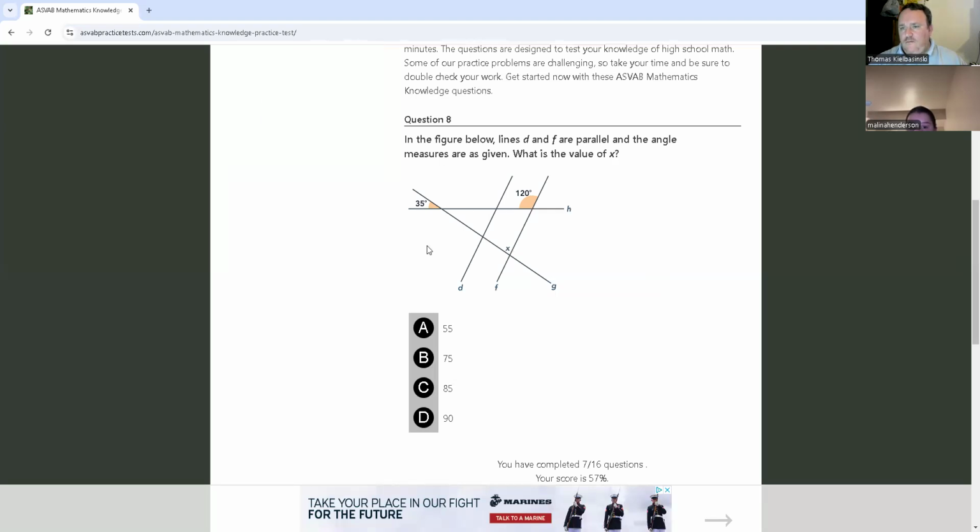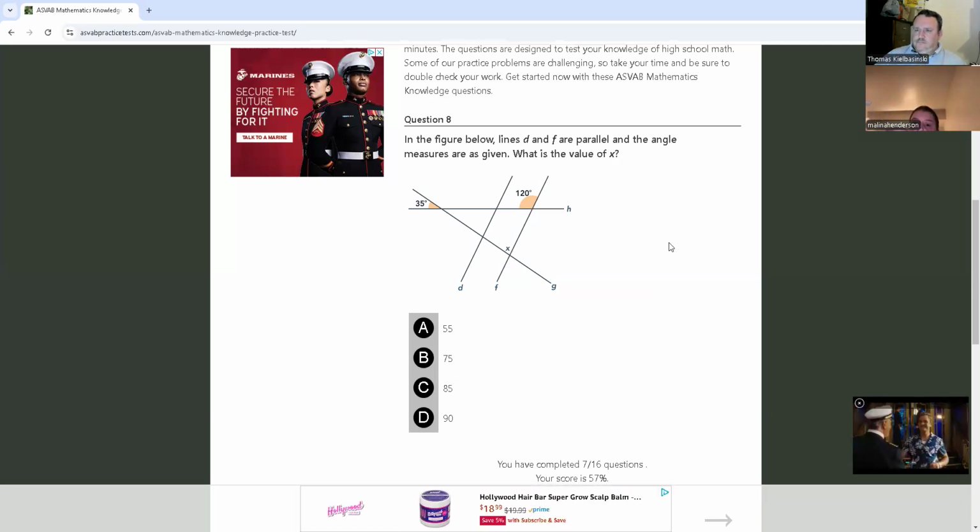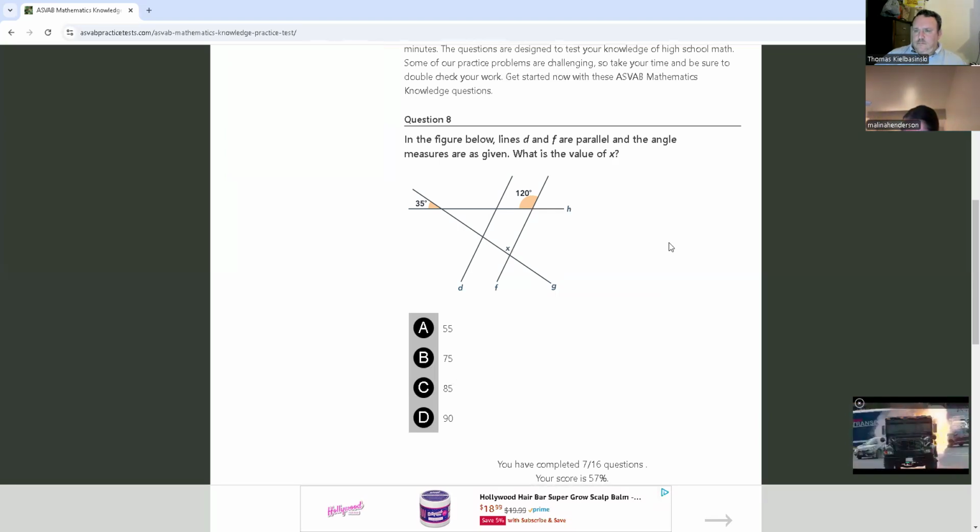Here are the different angles. So you're trying to figure out, in the figure below, lines D and F are parallel and the angle measures are given. What is the value of X? So lines D and F. What's the value of X? So that means D and F both have the 120 angle. Yes.